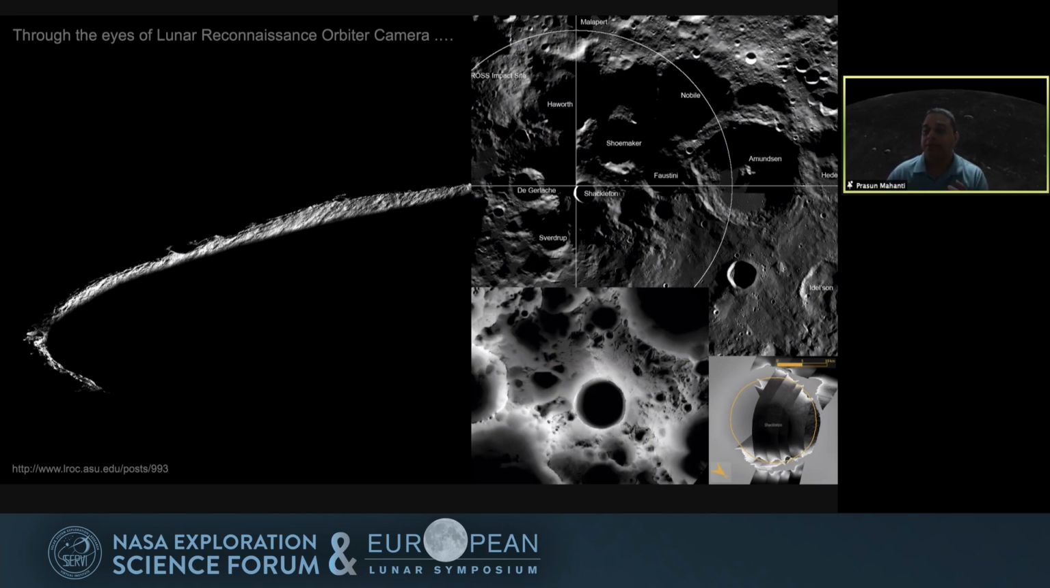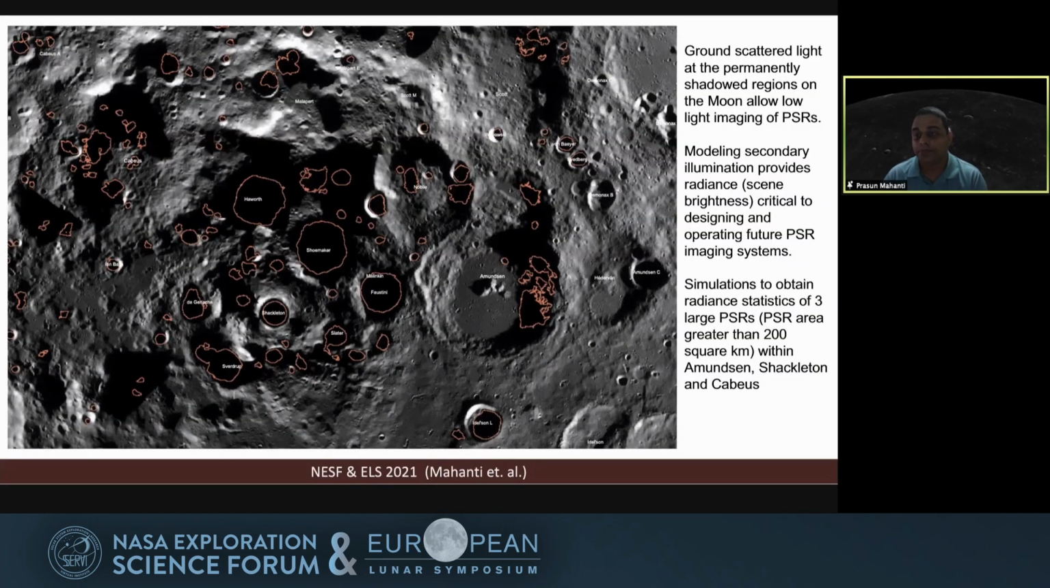But how do you make the connection, and how do you get towards the sensitivity of that camera itself? In order to know that, we need to try and understand the degree to which the radiant energy is present at the PSRs. And that's what we are doing here by trying to simulate the secondary illumination at these PSRs.